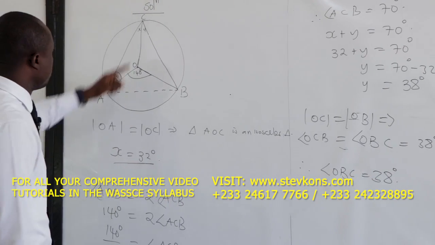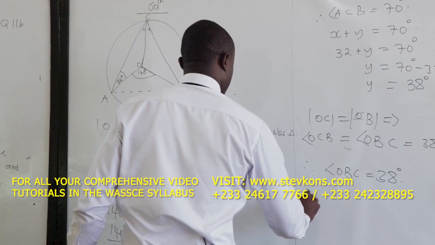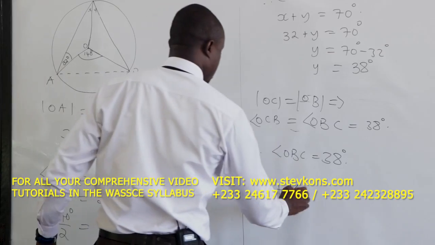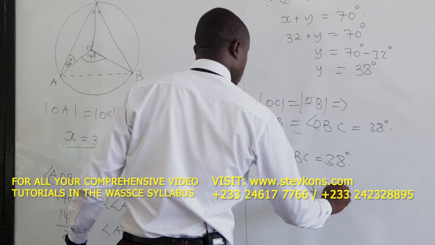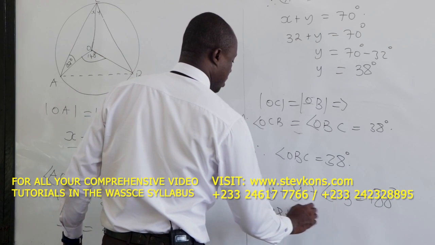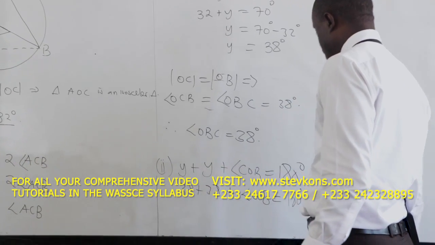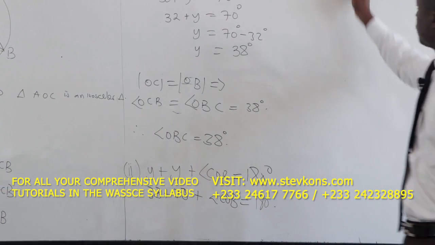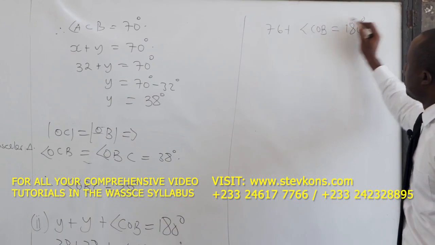So the first one says we should find OBC. So our angle OBC equal to 38 degrees. Now the second one says we should find COB. Now COB is in a triangle, and the sum of angles in a triangle add up to 180 degrees. So we have y plus another y plus COB equal to 180. Now we have 38 plus 38 plus COB equal to 180 degrees. 30 plus 30, that is 60. 8 plus 8, 16, so that is 76.